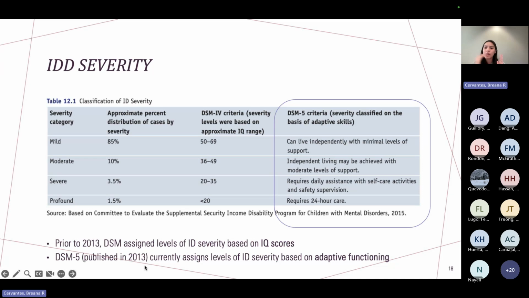Again, we care more about adaptive functioning. So before the DSM-5, the specifiers were based on IQ scores, just like the actual diagnosis. And now with DSM-5 and onwards, we assign the level of severity based on adaptive functioning, just as we would for the actual diagnosis.